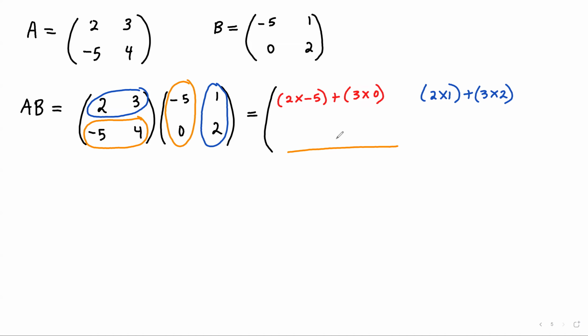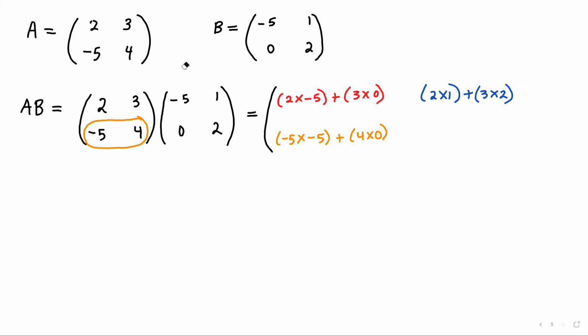So I'll be looking at, let me just take off these circles here. Right. So I'm looking at -5 times -5 plus 4 times 0. Right? And now I'm still looking at row 2, but now row 2, column 2. Let me use a different color. So it will be -5 times 1 plus 4 times 2. And that's how I would figure out each of the elements inside my matrix.